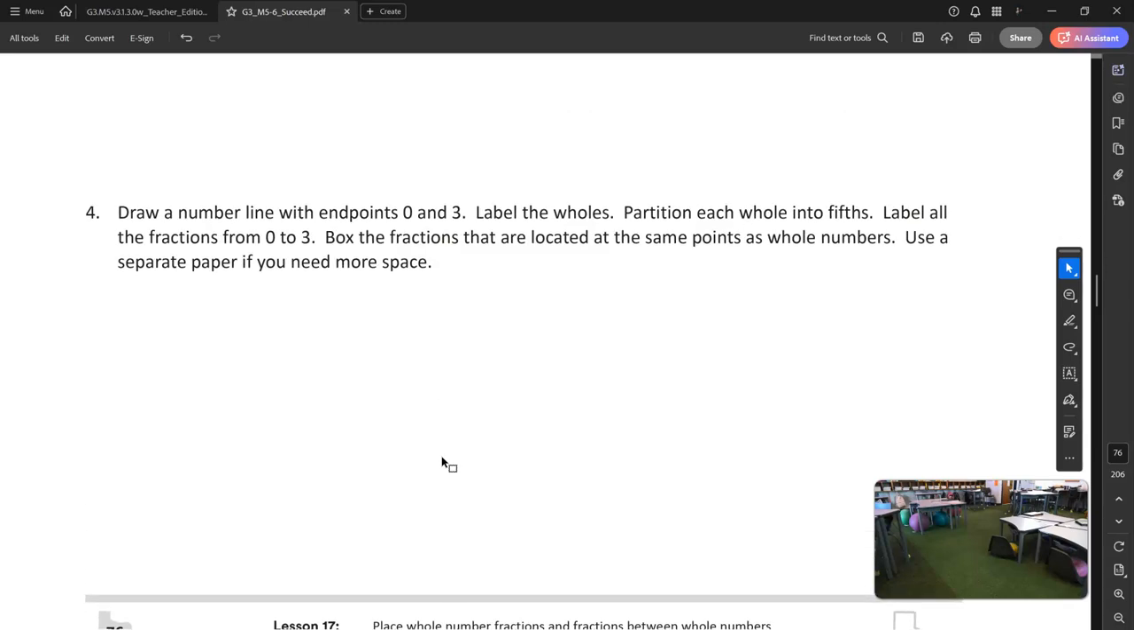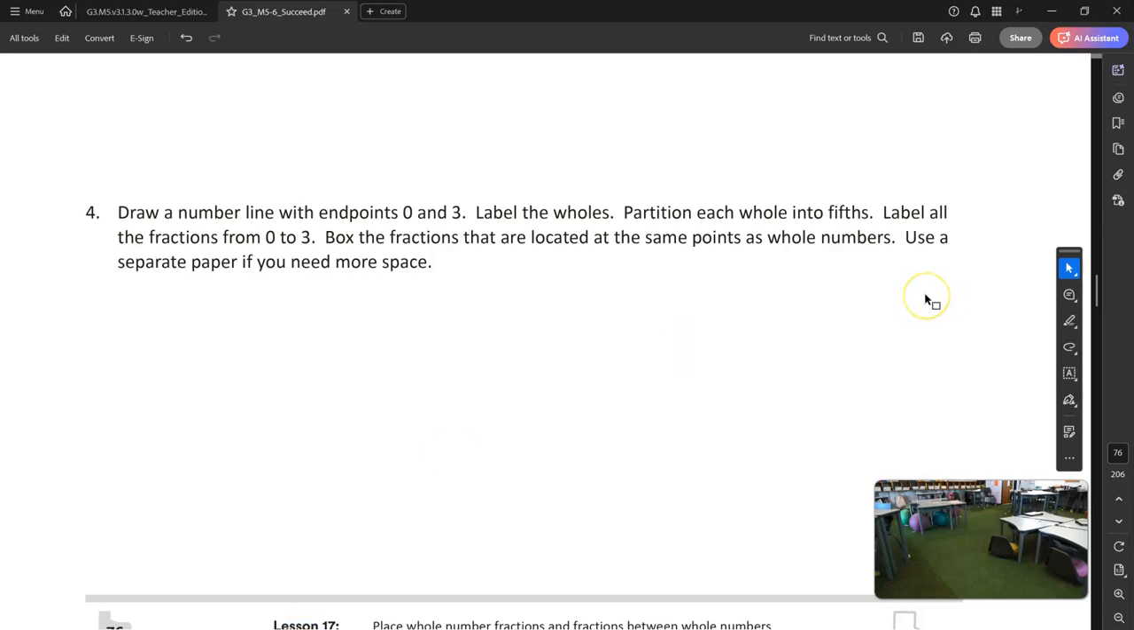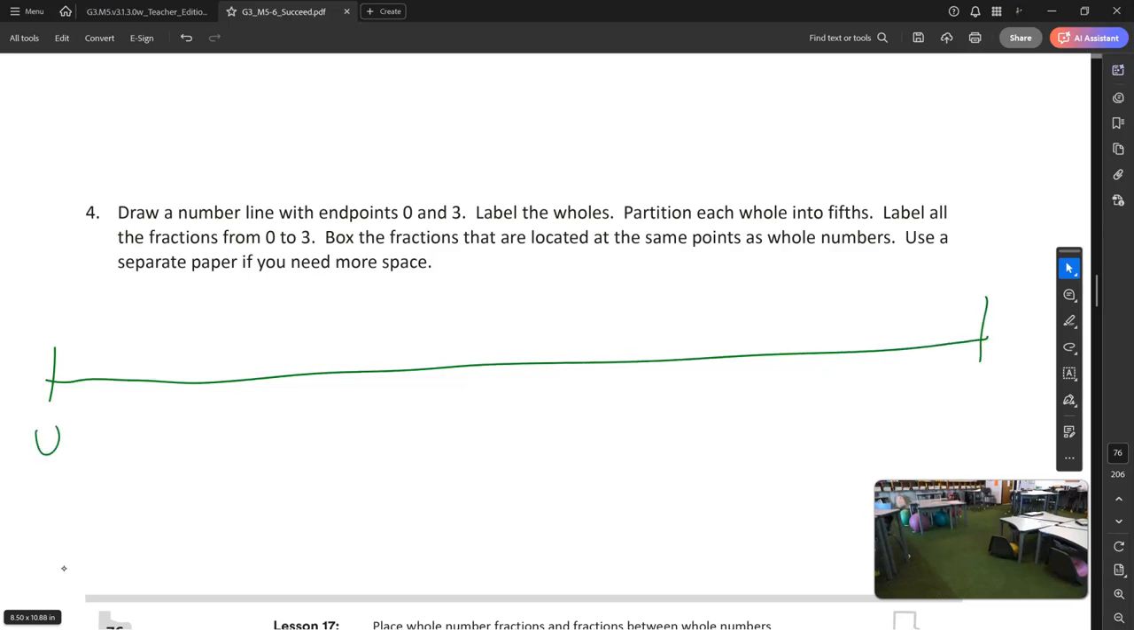Draw a number line with endpoints 0 and 3. Label the wholes. Partition each whole into fifths. Label all the fractions from 0 to 3. Box the fractions that are located at the same points as whole numbers. Use a separate paper if you need more space. Okay, so number line between 0 and 3. 0, 3. So what numbers are missing in between? 1 and 2. So 1, 2.